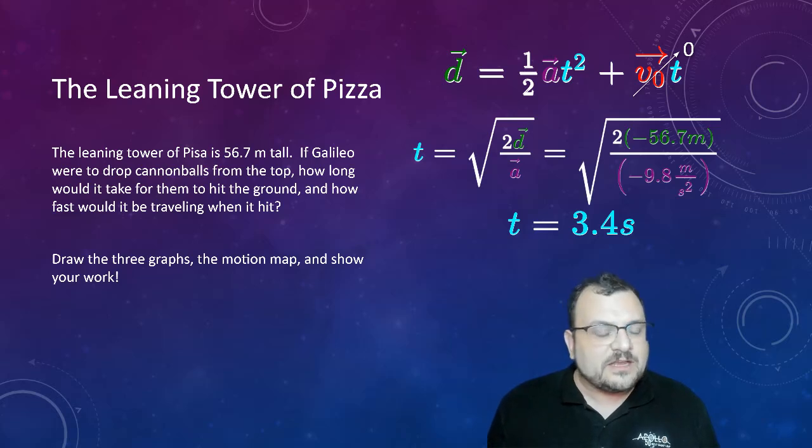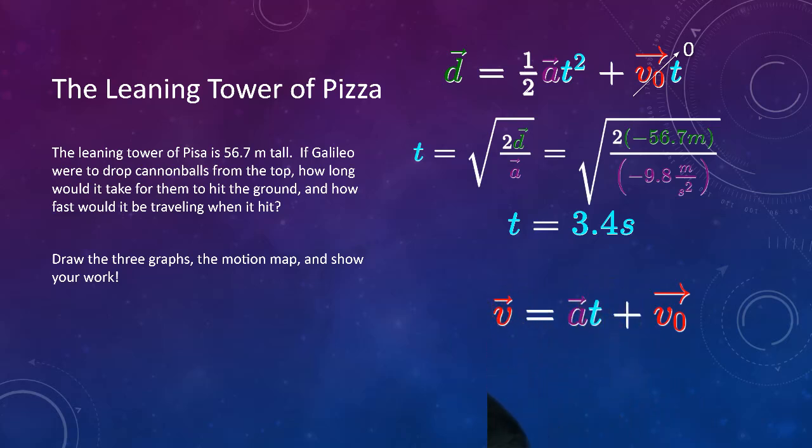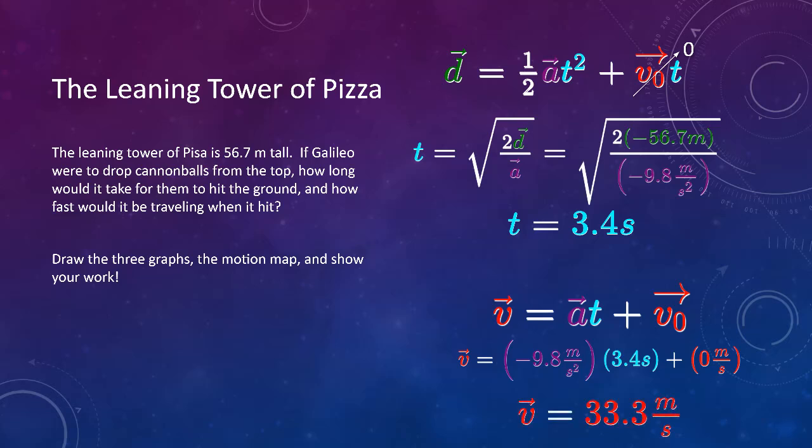Now, in order to figure out how fast it's going to be hitting the ground, we can use the velocity equation. Velocity equals acceleration times time plus the initial velocity. And again, that initial velocity, because we're dropping the object as opposed to throwing it, is going to be 0. So negative 9.8 times 3.4 seconds plus 0, and we get an answer of 33.3 meters per second.